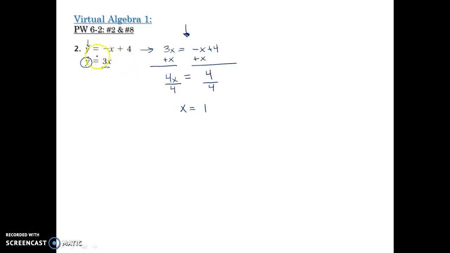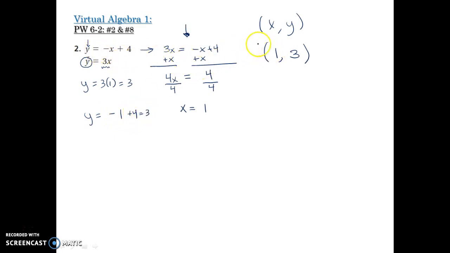And remember that the solution to a system of linear equations is the point where the graphs of those two lines would intersect. So I know what the x value is. And now I just need to plug in to either one of these equations to figure out what the y value is. So it doesn't really matter which one you pick. If you pick y equals 3x, it's going to be y equals 3 times 1, which is 3. If you pick this equation, it's going to be y equals negative 1 plus 4, which is 3.